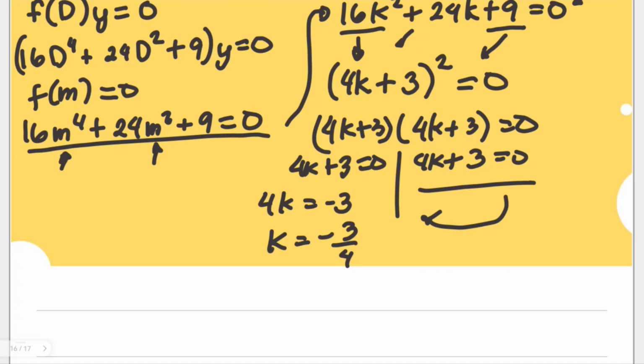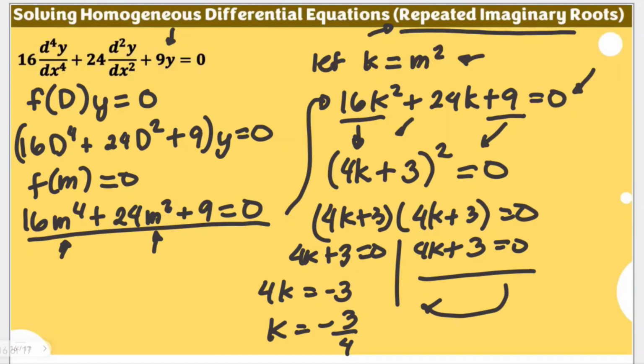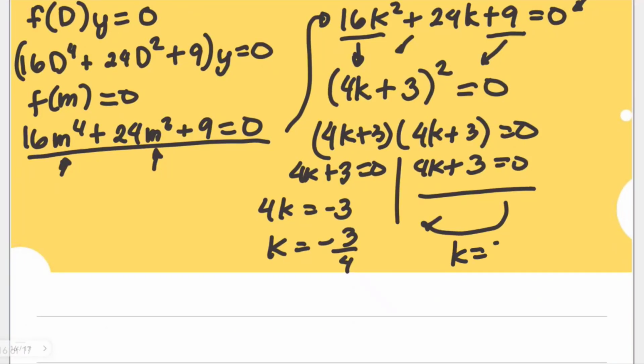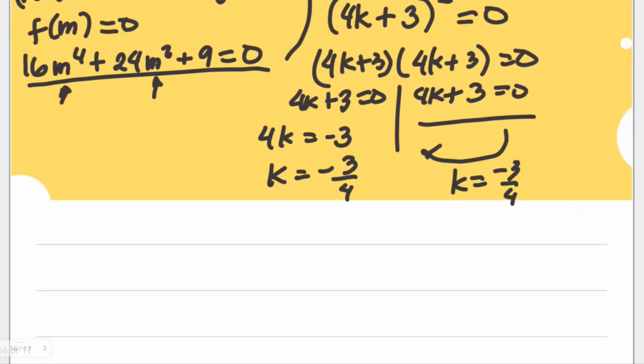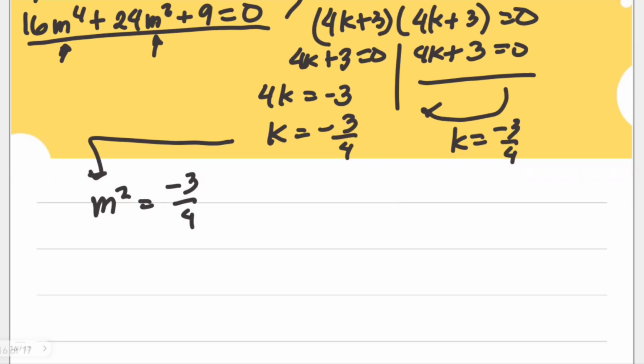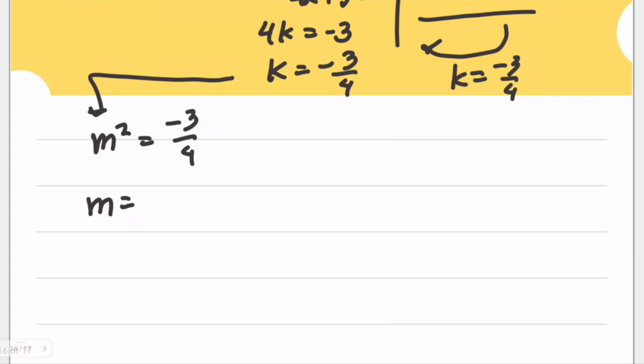But what was k here? Again, it should also be the same value, minus 3/4. But k is m squared. Now, we can return to m squared, stating m squared is equal to negative 3/4. Then, we take the square root of both sides. m is equal to plus minus the square root of negative 3/4.